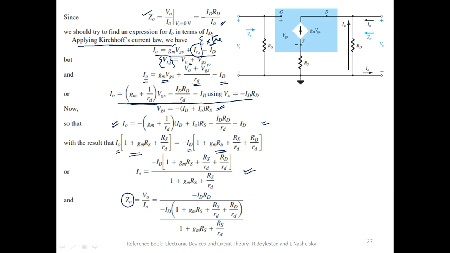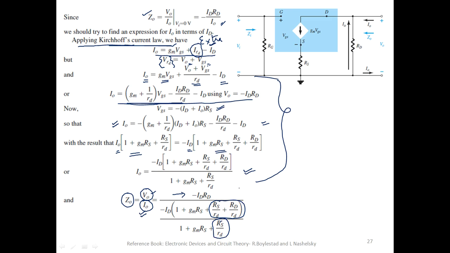Our main objective is to obtain the output impedance Z0. For obtaining output impedance Z0, we need expressions for output voltage V0 and the output current I0. Output voltage V0 is straightforwardly expressed as minus ID into RD. However, obtaining the expression for I0 is slightly difficult. This expression is obtained using all these mathematical substitution steps. So here you can observe that these two terms are added.